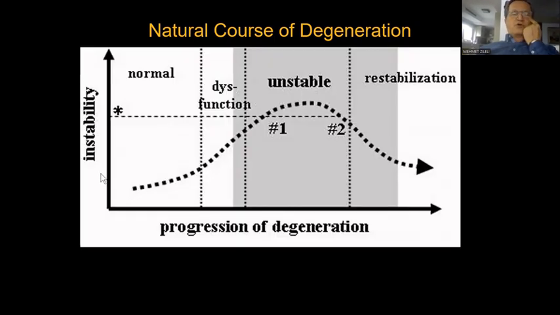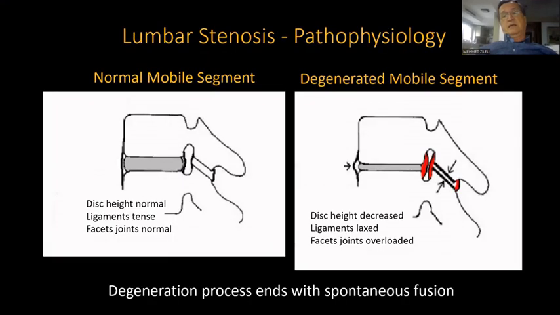So this is the progression of degeneration over time. It starts with the dysfunctional phase, then unstable, then restabilization. If it is restabilized, then we may need fewer fusion surgeries, just a decompressive surgery, if it is possible, without causing any iatrogenic instability.